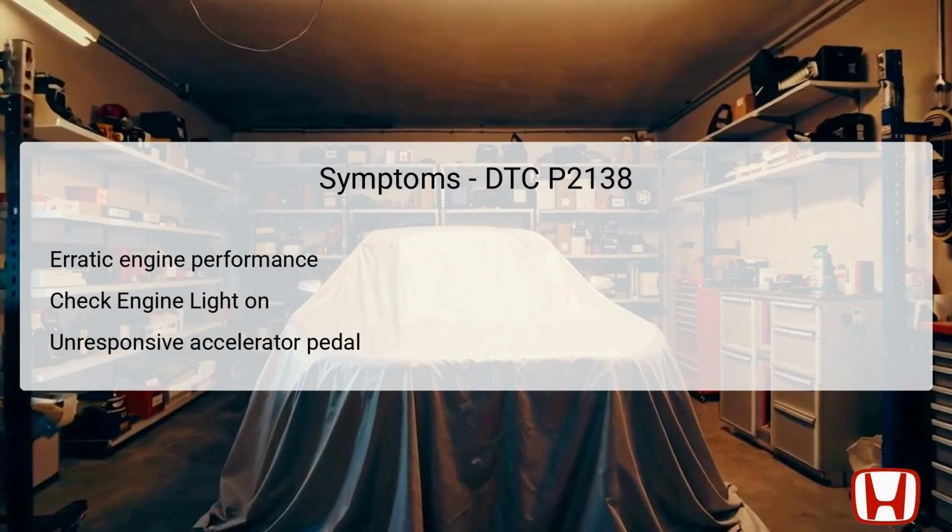The symptoms associated with DTC P2138 can significantly influence vehicle operation. Drivers may notice erratic engine performance, which indicates that the PCM is unable to adjust throttle positions accurately based on accelerator input. Often, the check engine light will illuminate, serving as a primary indicator of the fault. Additionally, an unresponsive or sluggish accelerator pedal can be a serious concern, as it limits the driver's control over vehicle speed. Recognizing these symptoms early is crucial for taking the necessary action to troubleshoot the issue effectively.